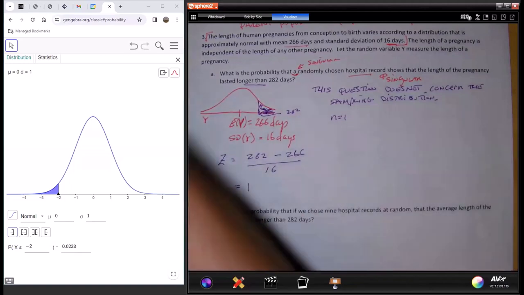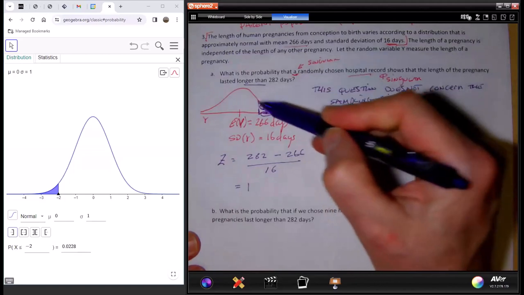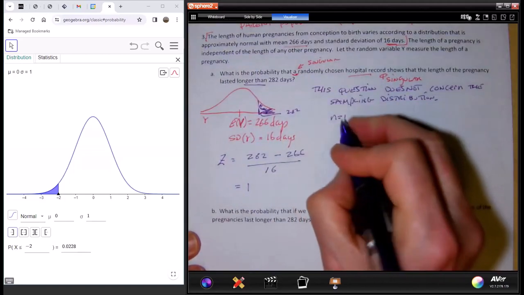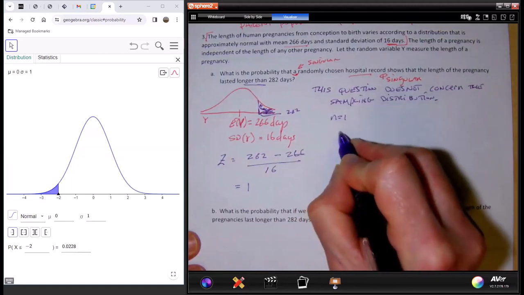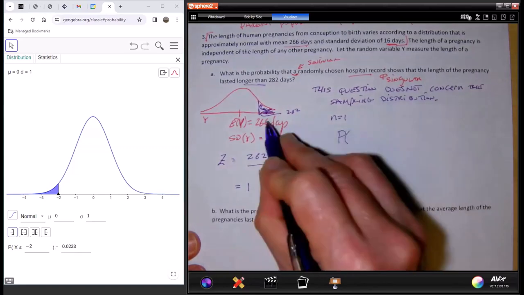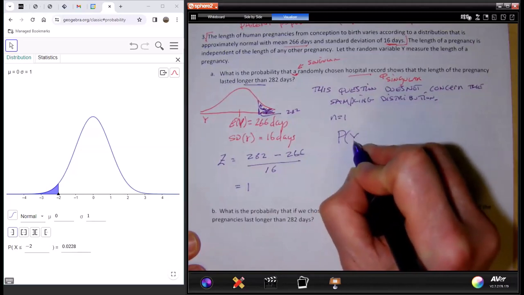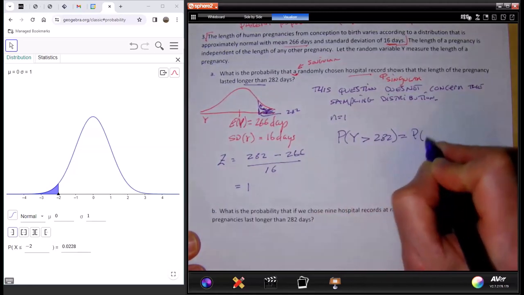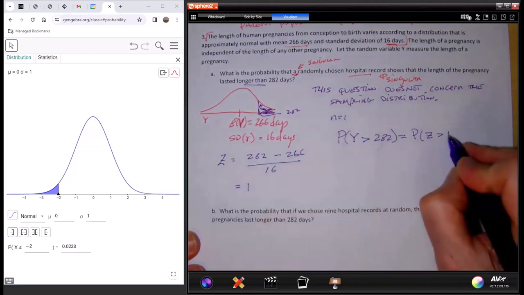So now I'm going to make it formal, which is again something that I want you to do. I want you to draw a picture. Draw this. Find the z-score. That's part of what I want you to do on homework or a quiz or a test when you're showing your work. Then you're going to write the question down using formal symbols. I'm going to use the probability of my random variable y being greater than 282 days. As a z-score, its equivalent measurement is 1.